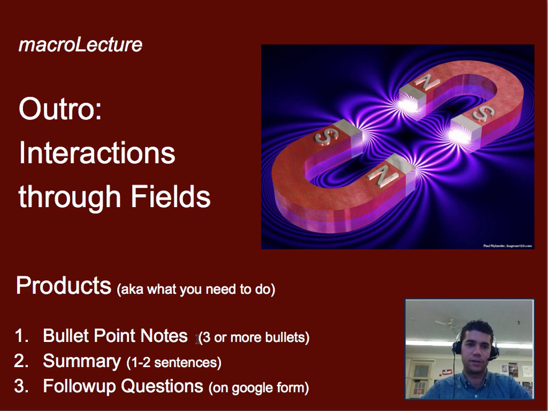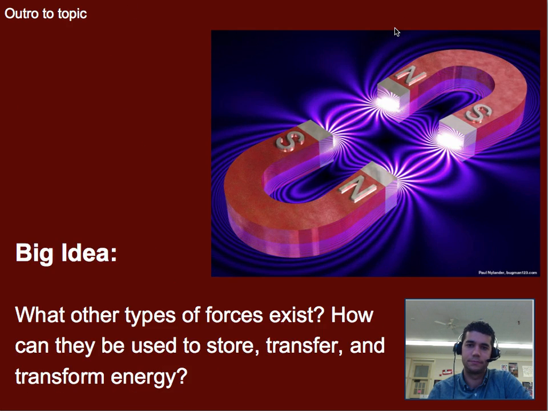Hi, this macro lecture is an outro to our unit or collection on interactions through fields. As always, you need 3 or more bullet points worth of notes, a 1 to 2 sentence summary, and your follow-up questions on Google Forms.